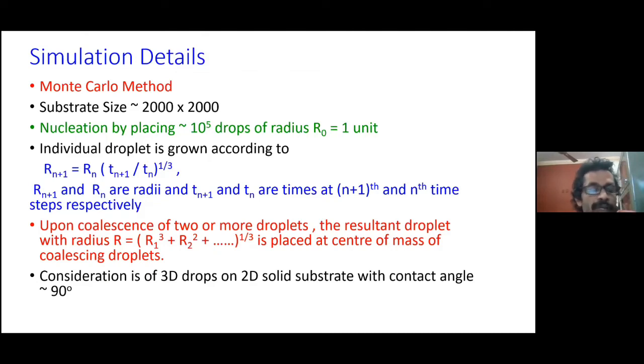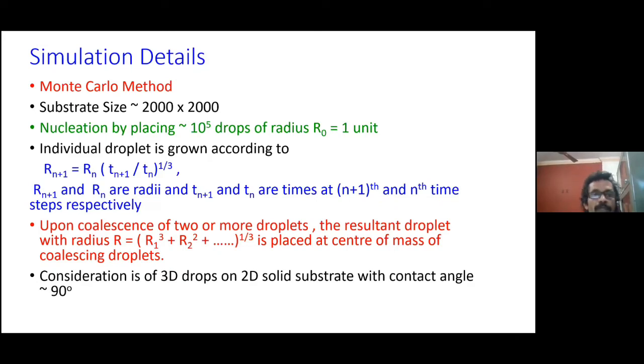Okay, and when coalescence of two or more droplets is taking place, the resultant droplet radius should be R1 cube plus R2 cube, and so on, whole raised to 1/3. By mistake I had put R2 square; it should be R2 cube. The radius of every droplet is cubed and the sum is raised to 1/3. So coalescing events cause the formation of a big droplet, and it is placed at the center of mass of the coalescing droplets.